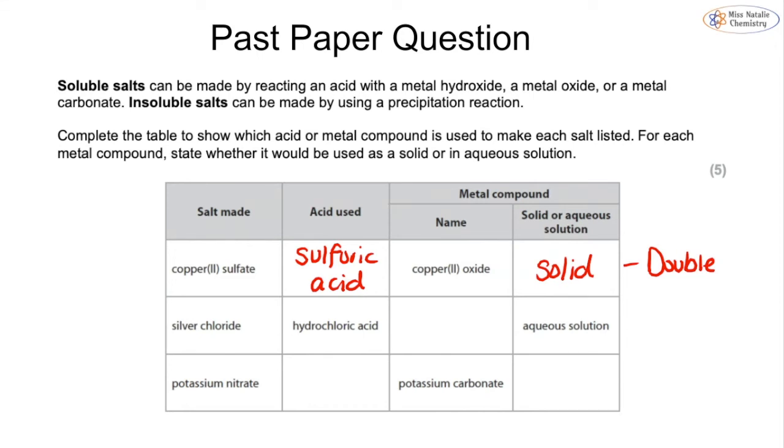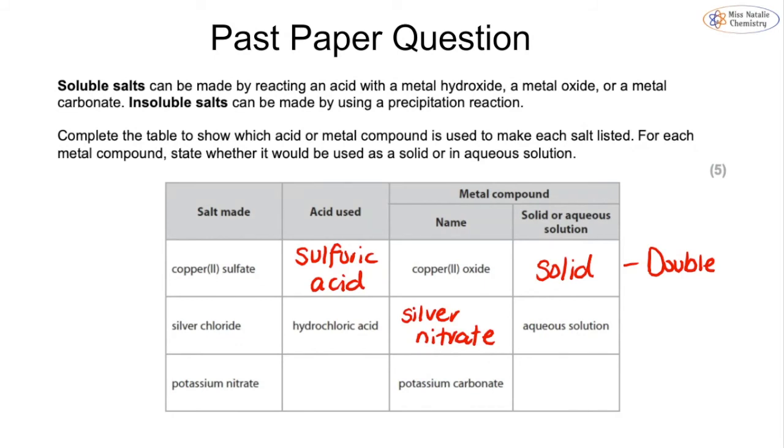If we have formed silver chloride, we've used a hydrochloric acid, and we've used an aqueous solution of a silver compound, and the most common one that we would use, because there's not many silver compounds that are soluble, would be silver nitrate, because then we're going to form our silver chloride and our salt.